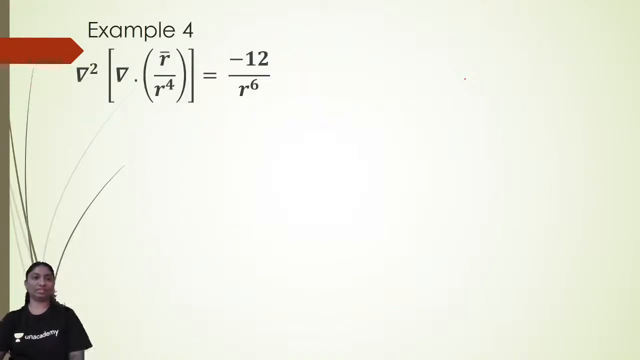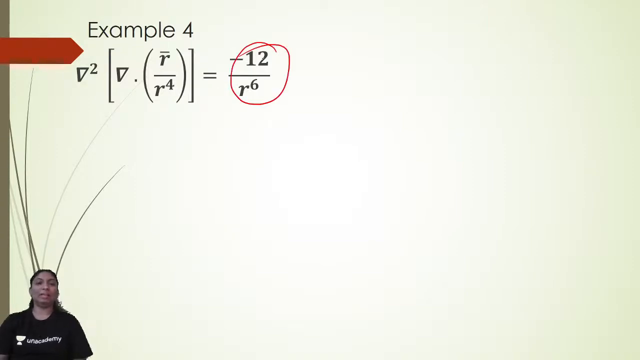So see the next one. Del square of del dot r bar upon r raised to 4 is equal to, show that. Now this is very important. Sometimes it is given as show that, or sometimes just find out del square of del dot r bar upon r raised to 4. One thing is simple: what to prove is already given, so we know the answer: minus 12 upon r raised to 6.